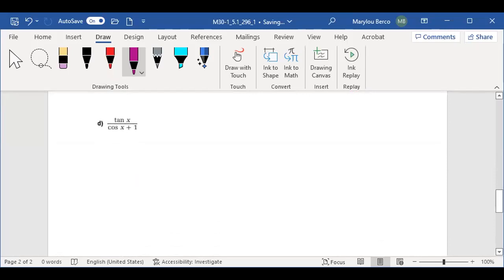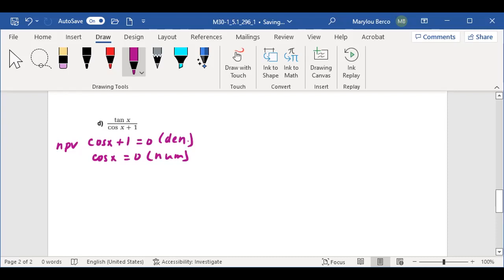For tan x over cos x plus 1, the non-permissible values occur for the denominator when cos x plus 1 equals 0, and that's in the denominator. And also for the numerator when cos x equals 0, and that's the numerator, because tan is sine over cos.